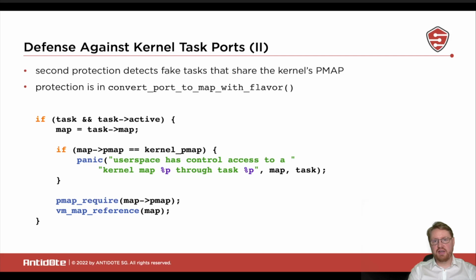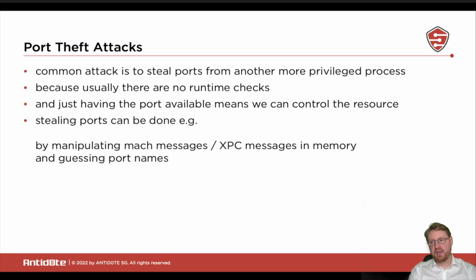Okay, so that's what we saw so far. We are basically protected in regards to task ports and also specifically for kernel task ports. Now let's go to the last kind of attack, the so-called port theft attacks. It's a very common attack. Basically, the idea is that you steal a port from another process that is more privileged than you.